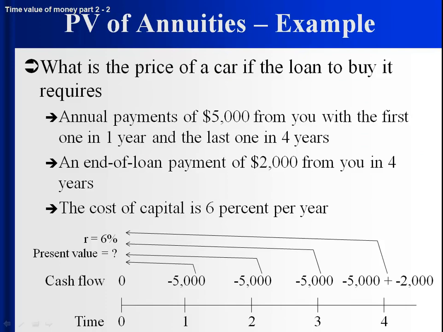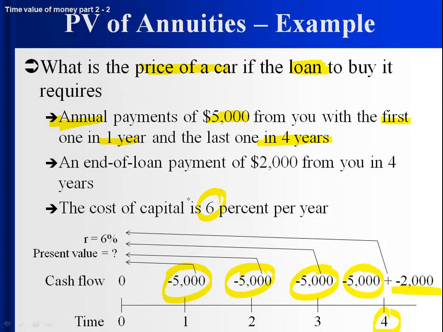So we want to know the price of a car, and it's going to give us information on loans. Annual payments of $5,000, they're annual, so they're every year, with the first in 1 year and the last in 4 years. So in 1, 2, 3, and 4, and notice negative because we're paying it, and an end of loan payment of $2,000 from you in 4 years. So in addition to the $5,000, we're also going to be paying $2,000 in 4 years. Cost of capital 6% per year.